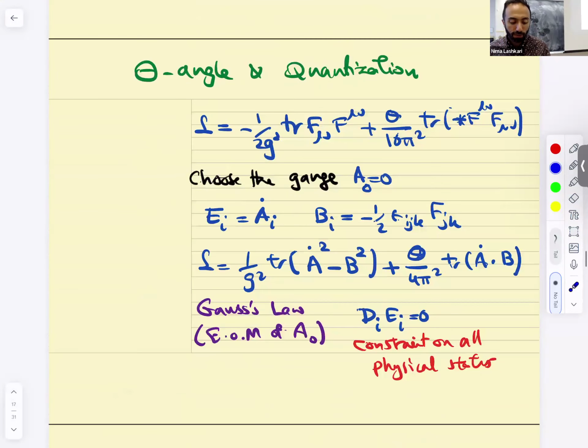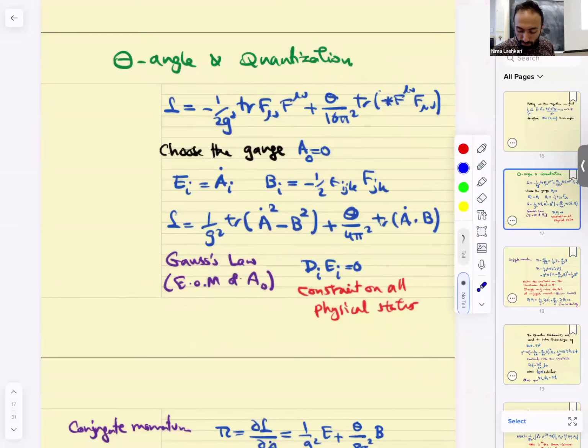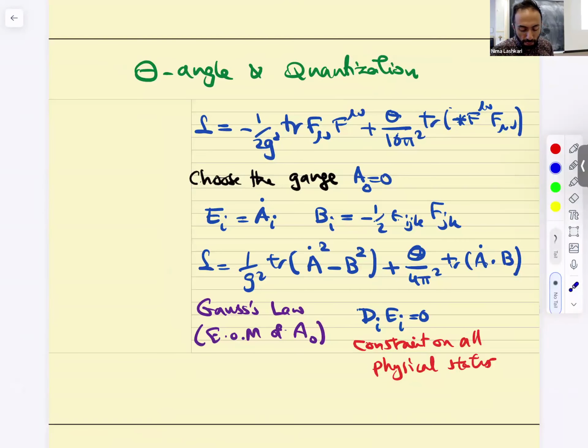All right, so with that, we now finally start talking about new stuff. Theta angle and quantization. I'll be very brief, actually. Any questions?